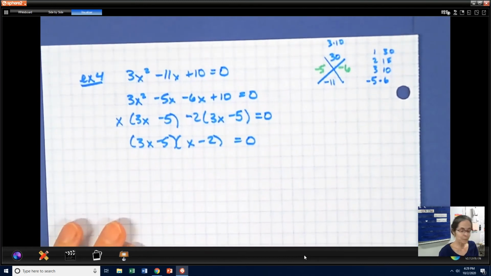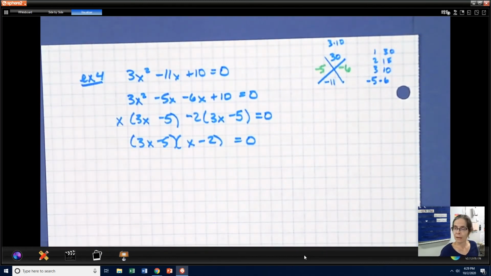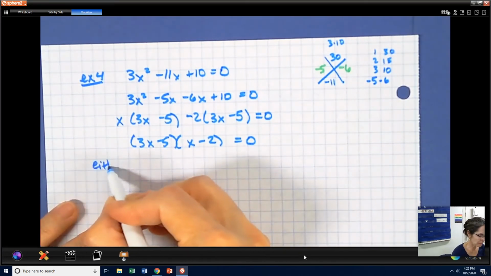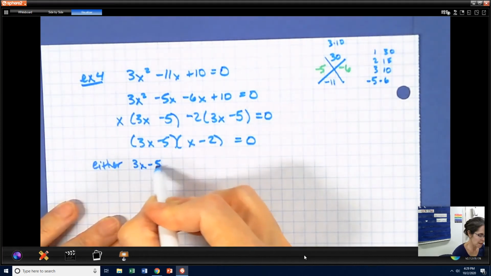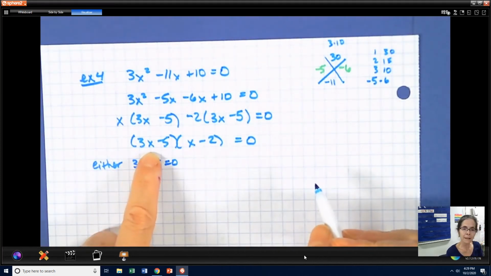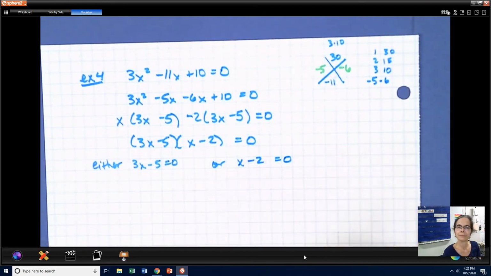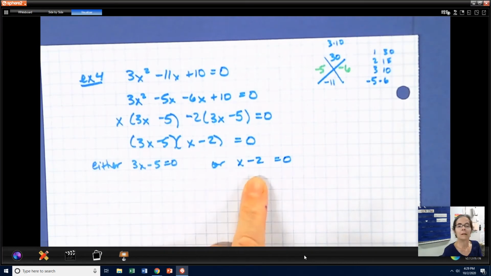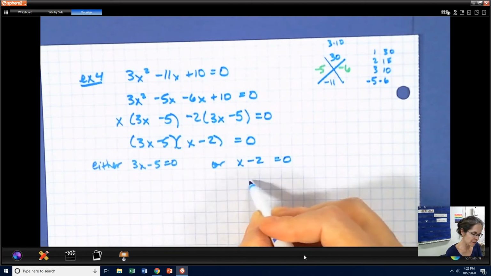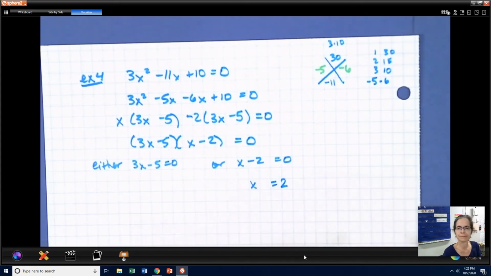But coming back to this problem, now it's just breaking it up into two separate linear equations that we solve the way we've been solving for years. Either 3x minus 5 equals 0, I get that here, or x minus 2 equals 0. Let's solve the one on the right because it's easier. The opposite of subtracting 2 is adding 2. If I add 2 to both sides, I'll get that x equals 2. 2 minus 2 would be 0.